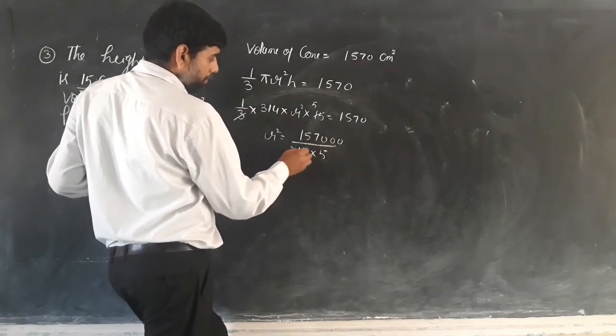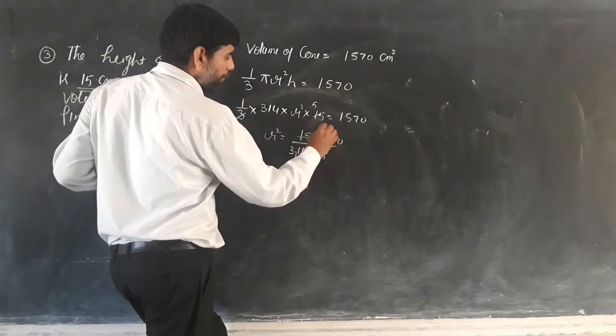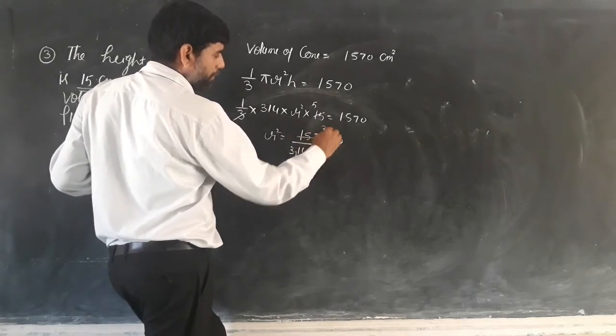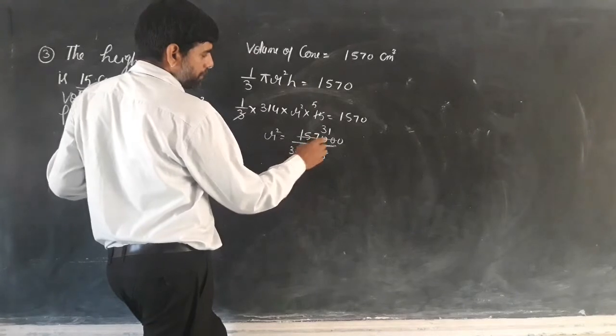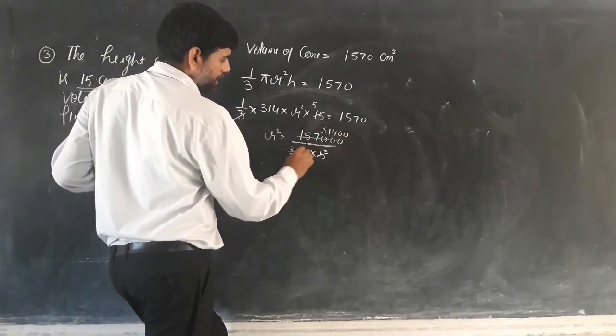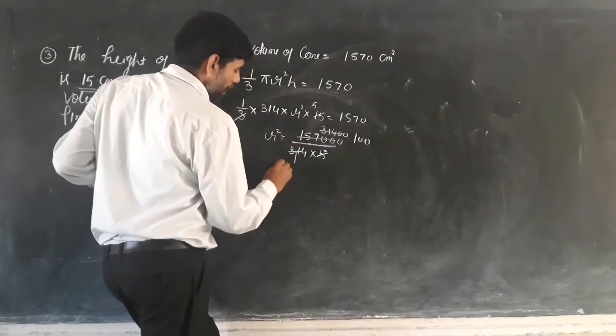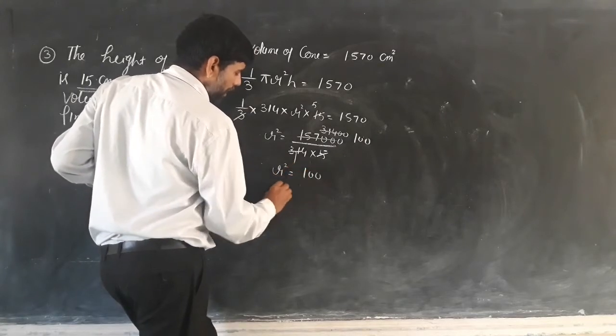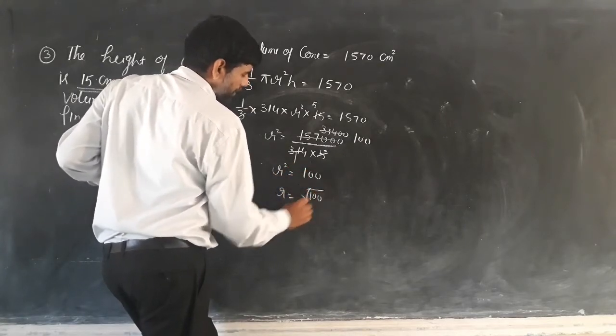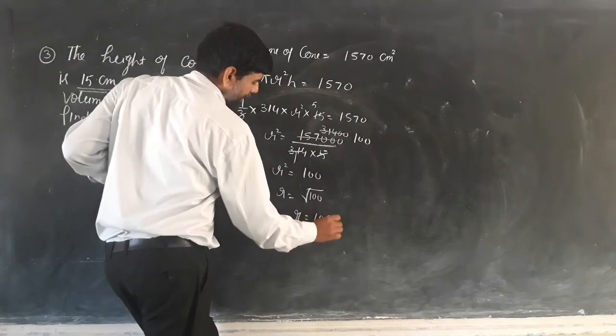Let's see: 5 3s are 15, 5 1s are 5, 5 4s are 20, that is 314 by 100 times. R square is equal to 100, so R is equal to root 100, R is equal to 10 centimeter.